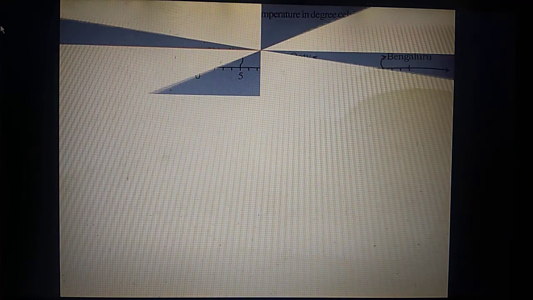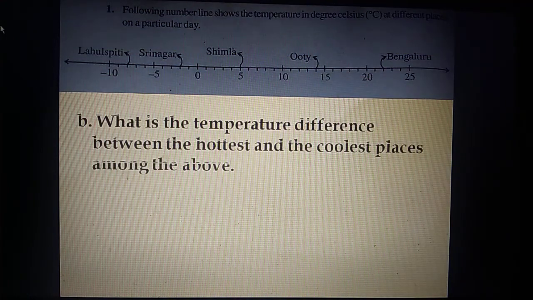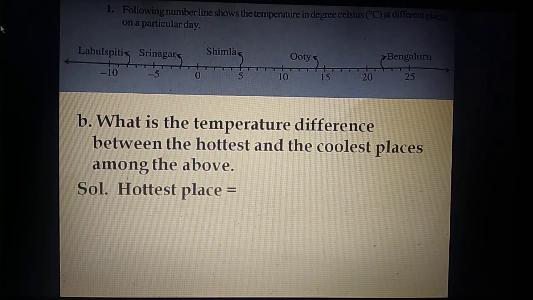Moving to the second part of the same question. What is the temperature difference between the hottest and the coolest place among the above? We are supposed to find the hottest place first. So which one is hottest here? The value which is on the right. Yes, the greater the value, the hotter it is. You can decide the hottest place as per their value.